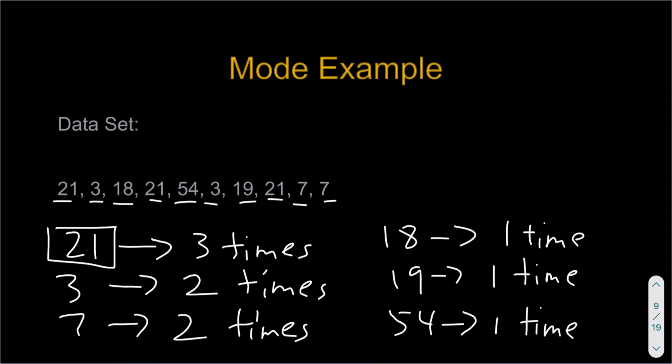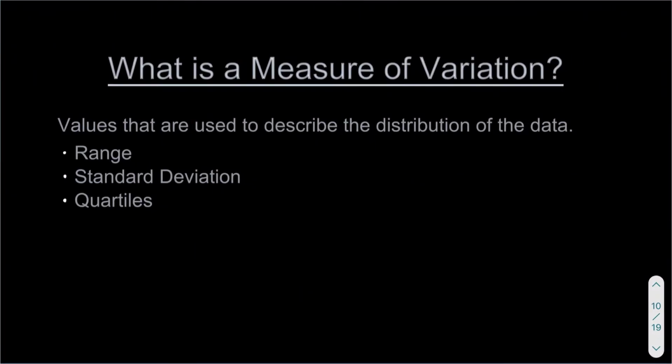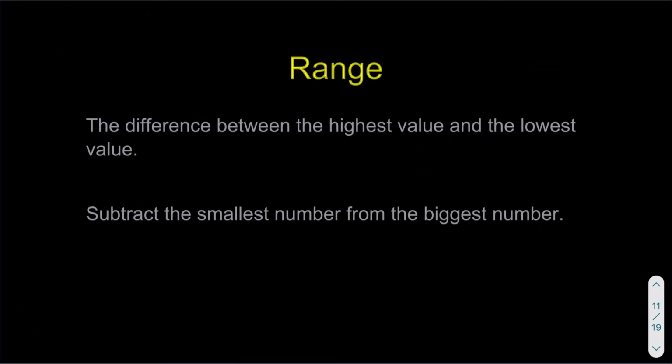So now that we covered the measures of center, what about the measures of variation? Well, those are values that are used to describe the distribution of the data instead of the center. Some of the most common measures of variation are the range, standard deviation, and quartiles. Let's look at the range.